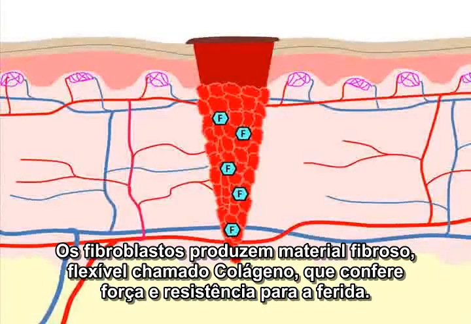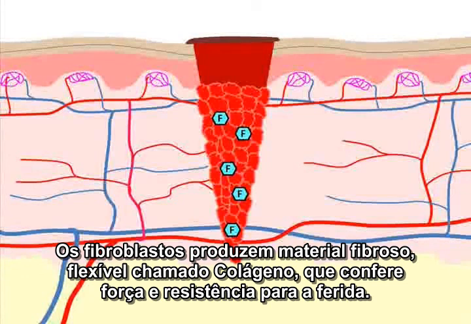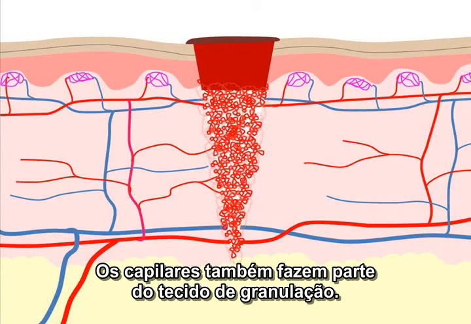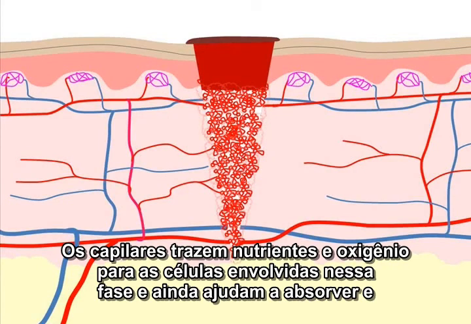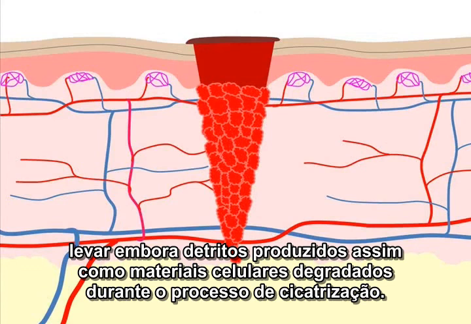Fibroblasts produce flexible, tough, fibrous material called collagen that provides strength and structure to hold the wound together. Dense networks of new capillaries are also part of the granulation tissue. These capillaries bring oxygen and nutrients to the many cells involved in the reconstructive work. They also help to absorb and carry away many of the waste products generated as various cells and materials are degraded or digested during the healing process.